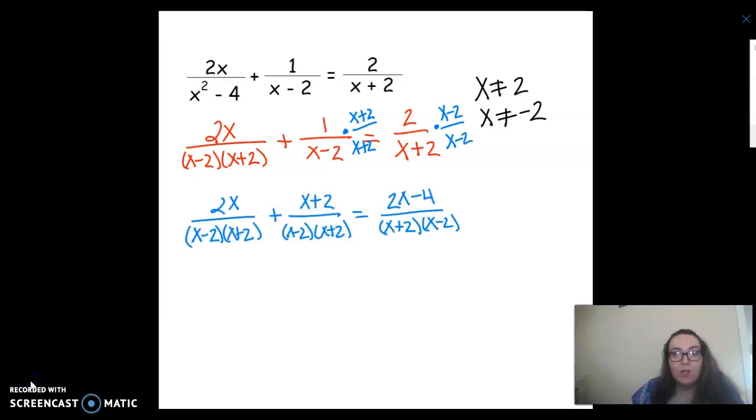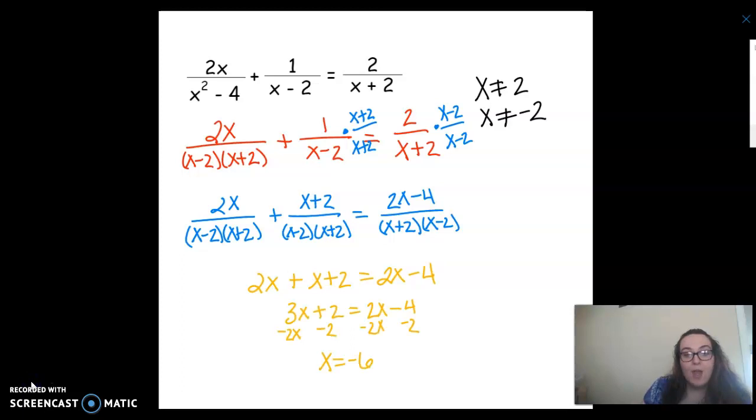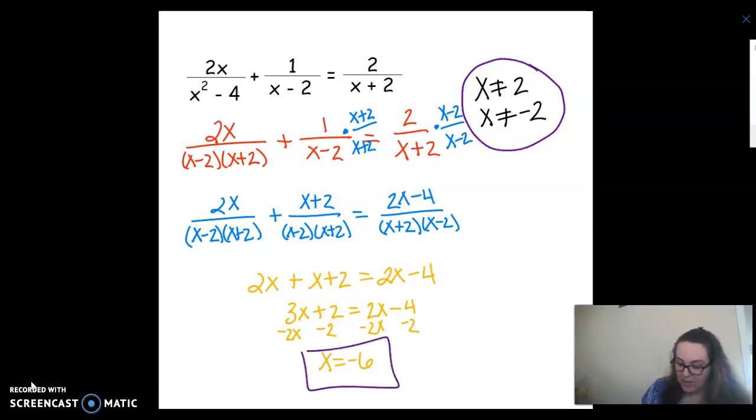All right, there is what you should have multiplied each fraction by so that they have a common denominator. Because all three have a common denominator, you can set the numerators equal to one another and solve. As you can see, I did not get what one of my x's cannot be, so x equals negative 6 is my solution.